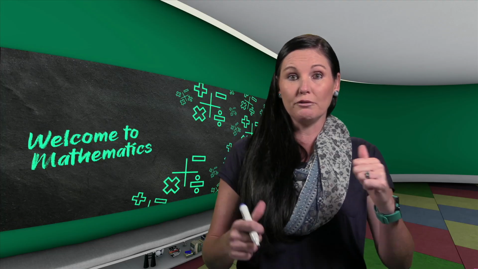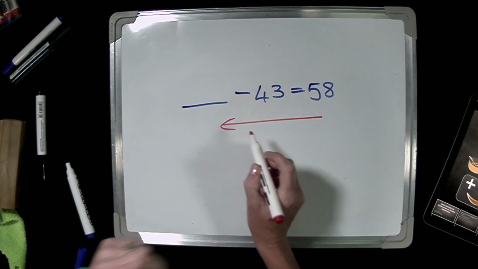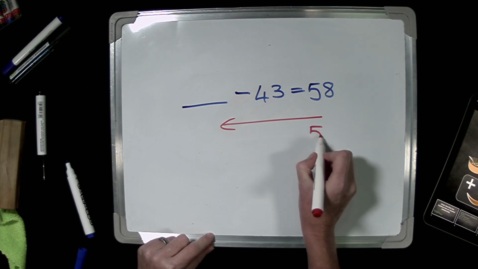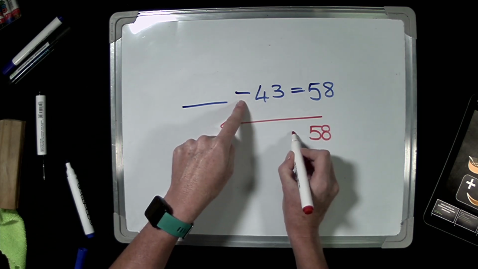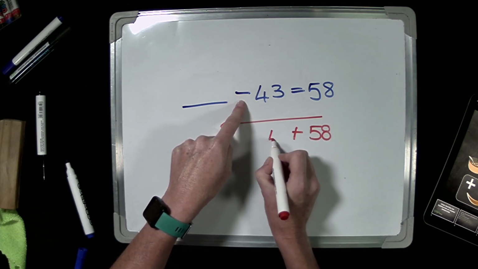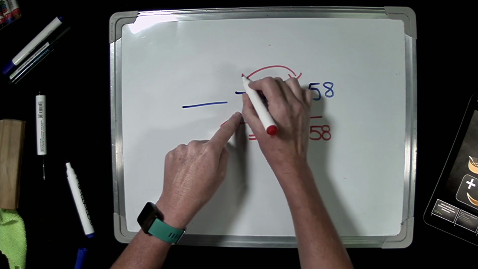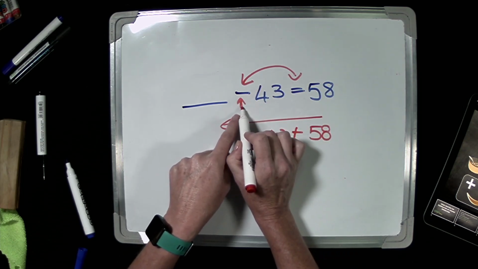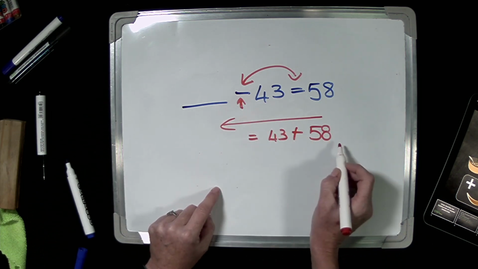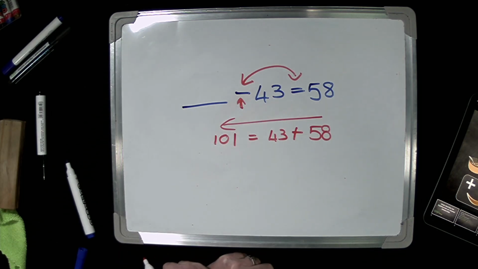Immediately, what do we do? We reverse the calculation. So we're moving back. So what will happen? It will say 58 minus turns into a plus 43 equals. So basically these two are swapping around and you are doing the inverse, the opposite calculation of the minus. And now it's easy to calculate your answer. And that will be your answer. So that is why we are using inverse calculations.